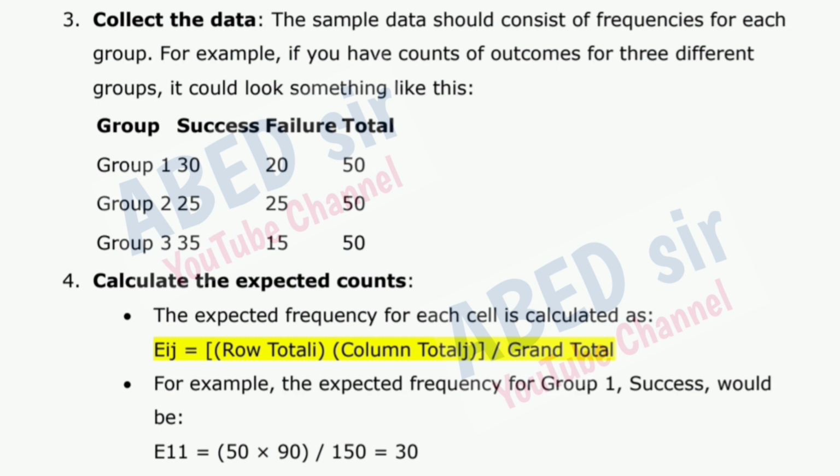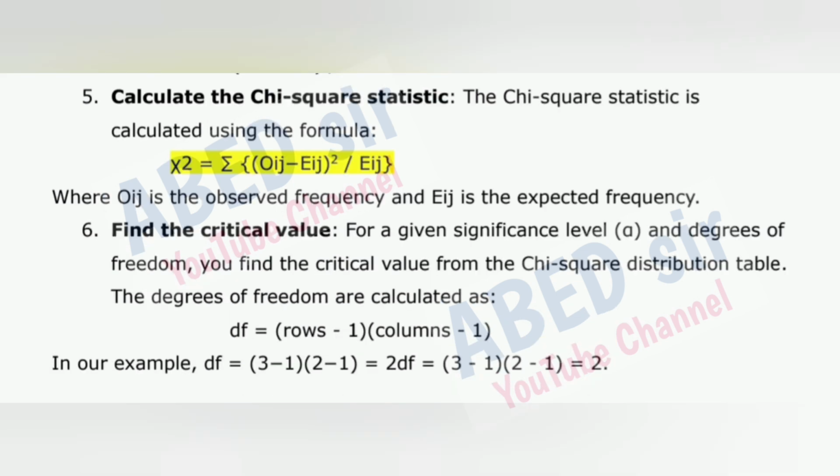4. Calculate the expected counts. The expected frequency for each cell is calculated as follows. For example, the expected frequency for group 1, success, would be E11 is equal to 50 times 90 over 150, which is equal to 30. 5. Calculate the chi-square statistic. The chi-square statistic is calculated using the formula, where O is the observed frequency and E is the expected frequency.